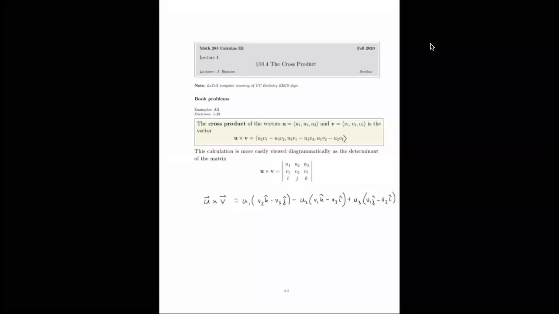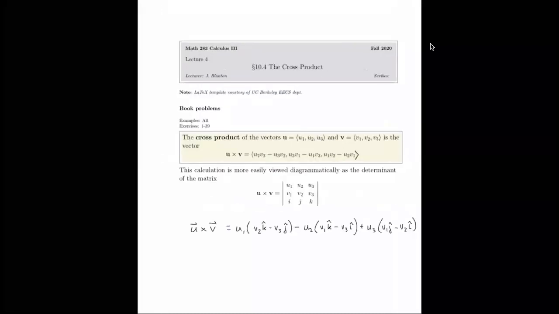Section 10.4 is the cross product. This is another combination of vectors, a specific product for two vectors. You'll recall that with a dot product, we took a vector u dotted with a vector v, and we ended up with a scalar. A little bit different from that is the cross product, which is marked by u cross v for two vectors u and v in R3.